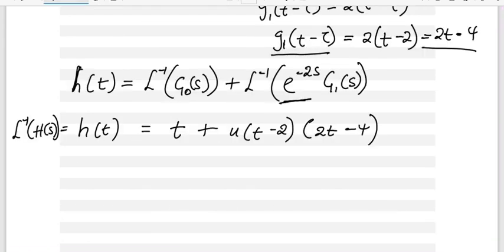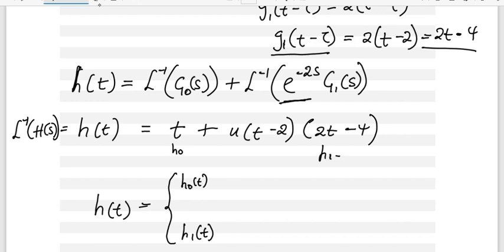So to put this back in the piecewise form, it should be in this nature. This here will be our h naught(t) and our h1(t). But how do we find this? Clearly, you know that this is your h naught, and what you have here is your h1 minus h naught, all of t. Okay, so clearly our h naught is just t.